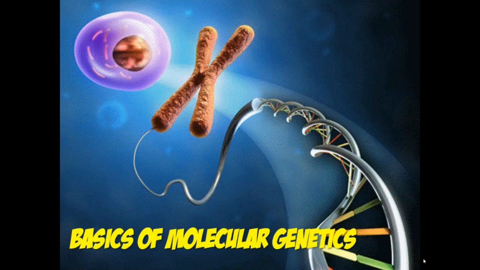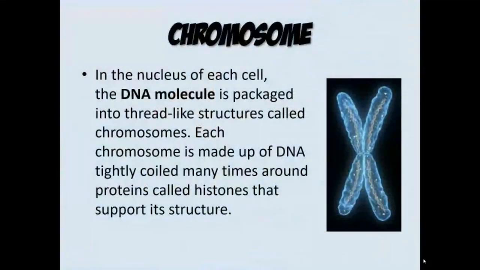Simulan muna natin sa pinakamalaki, which is yung chromosome. Chromosome is in the nucleus of each cell. The DNA molecule is packaged into thread-like structures called chromosomes. Each chromosome is made up of DNA tightly coiled many times around proteins called histones. Yung histones is isa po siyang klase ng protein that supports its structure. So, tandaan natin, chromosomes are not visible in the cell's nucleus, not even under a microscope.